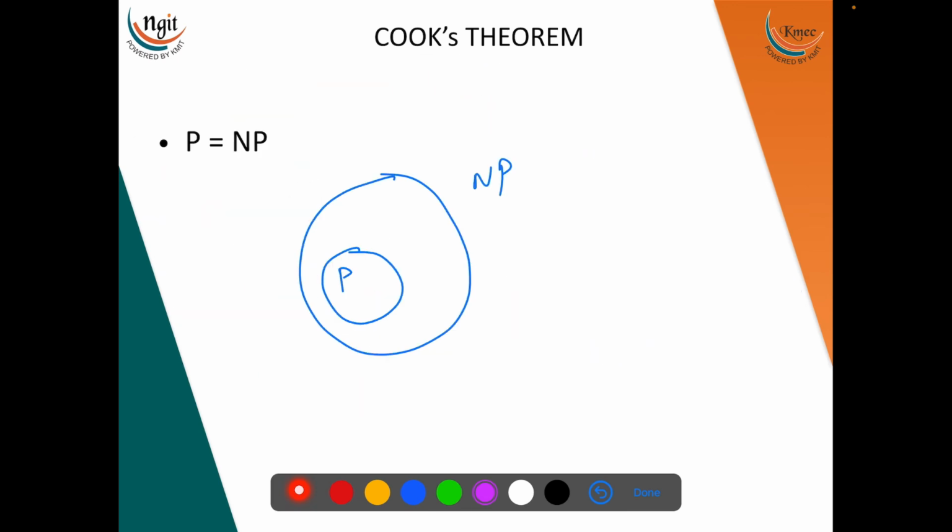Now, we'll take an example to understand the same. I told you that NP is a superset. Now, let's see. In the superset, the sorting technique and searching technique are there.